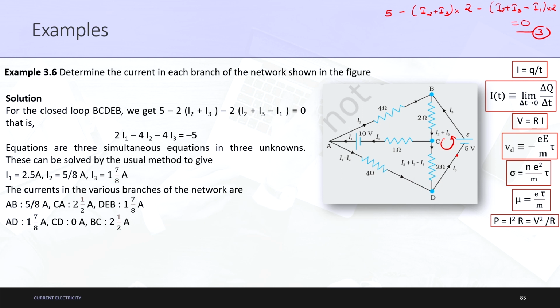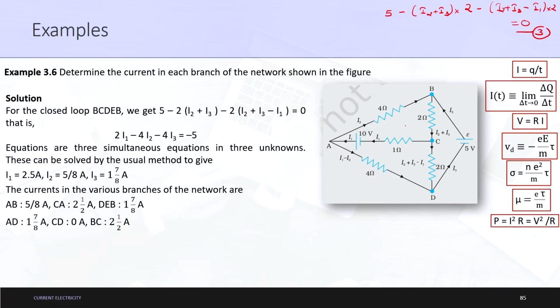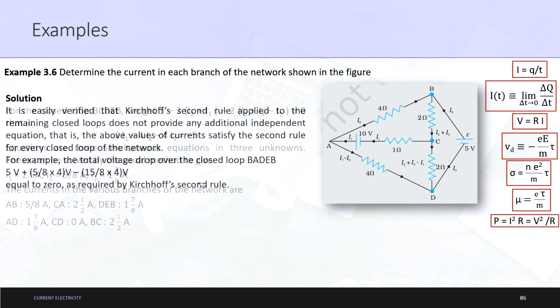Therefore, the currents in the various branches of the network are, so now if we have I1, I2, I3 values, I2 is directly put, I3 is directly put, I1 is directly put, and here it is I1 minus I2, here it is I2 minus I3, and here it is I2 plus I3 minus I1. Hence, the complete circuit is analyzed. So, the currents have been explained here, that is in AB, CA, DEB, AD, CD and BC. Let us move on with the further discussions now.